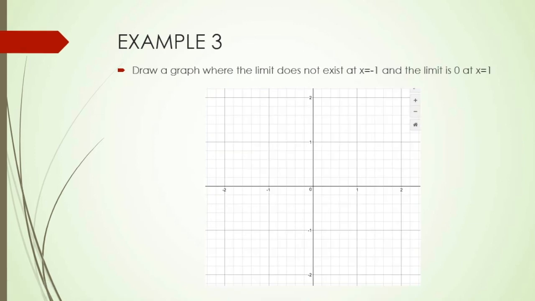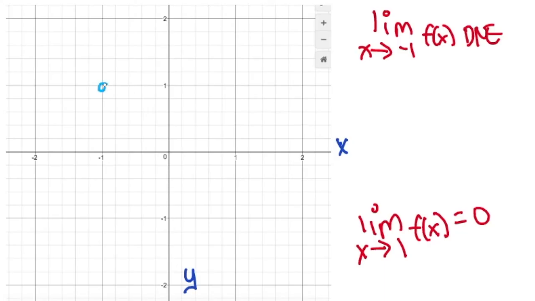For the last example, let's go in reverse. Draw a graph where no limit exists at x equals -1, and where the limit is 0 at x equals 1. For the limit to not exist, the left-hand limit must not equal the right-hand limit. So you might get something like this.